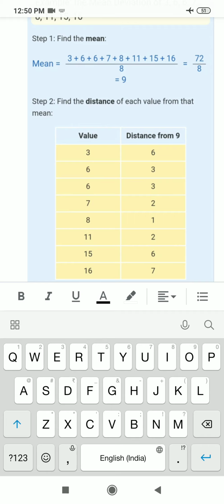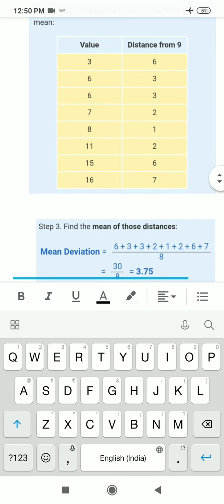So you have the mean value 9, and now you have calculated the individual deviations of each value from the mean value. The individual deviations come out to be 6, 3, 3, 2, 1, 2, 6, 7. Now what do you have to do? I told you average deviation is the mean of individual deviations from the mean value. So we have deviations 6, 3, 3, 2, 1, 2, 6, 7, and I have to take their mean.